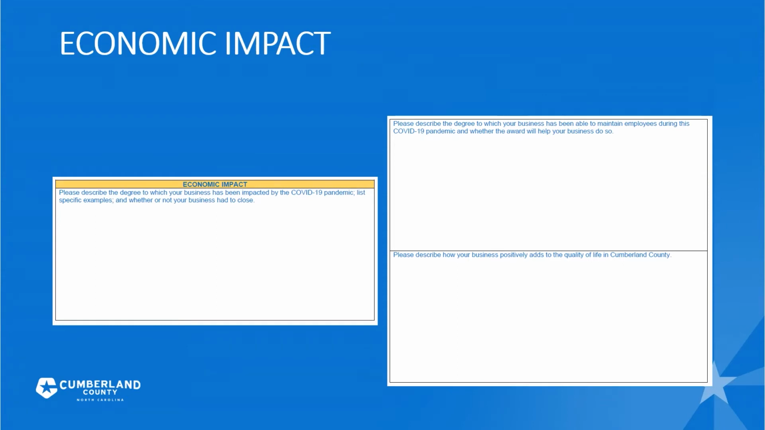We also ask to what degree your business has been able to maintain employees during this COVID-19 pandemic, and whether the award will help your business do so. So we want to not only impact small businesses, but the people that they employ, especially those folks who are in low to moderate income households and rely on their jobs and job security.